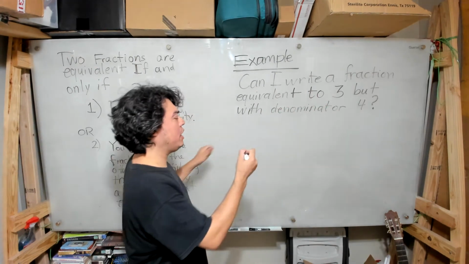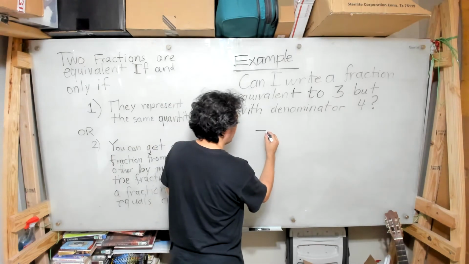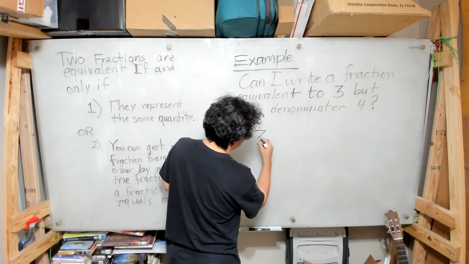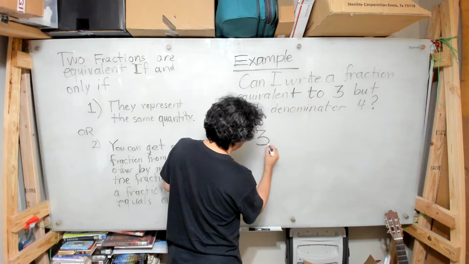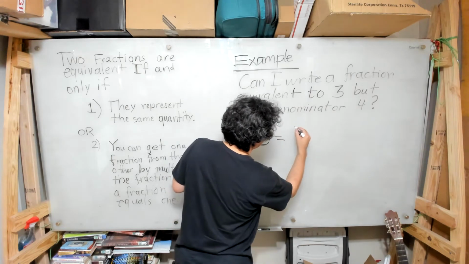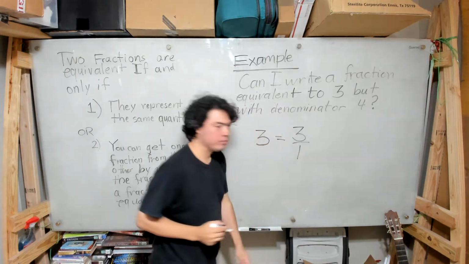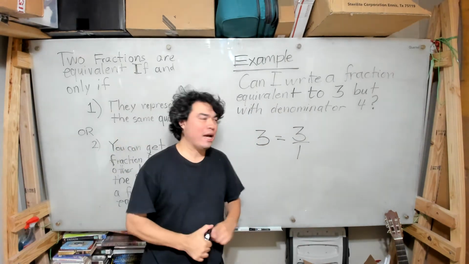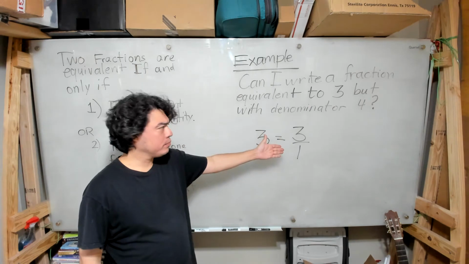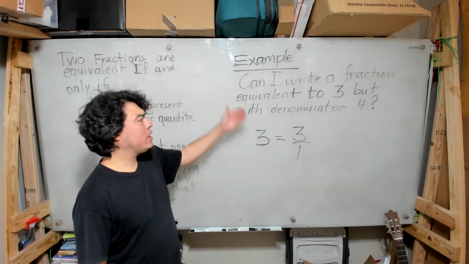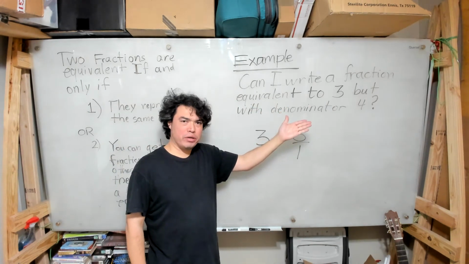And so we're going to immediately use our rule to rewrite 3 as 3 over 1, right? That's number one. I have now written it as a fraction. But now I wanted to have a denominator of 4.